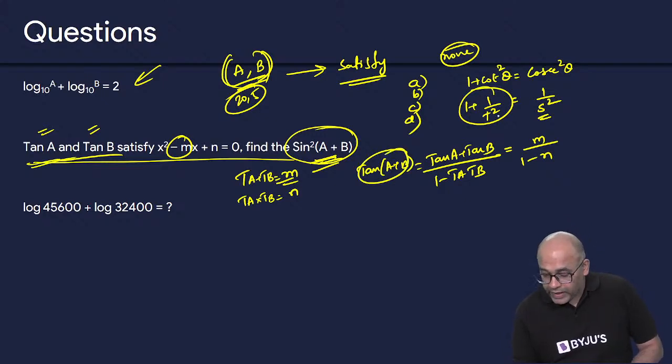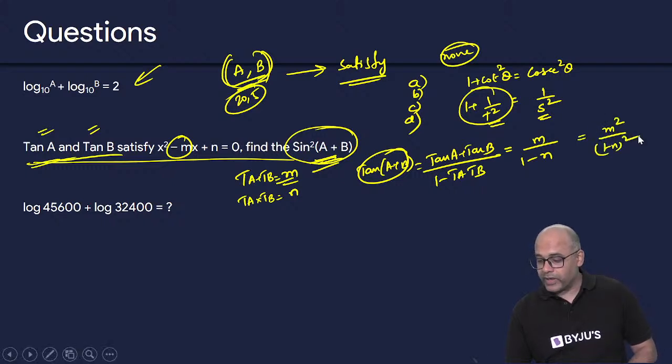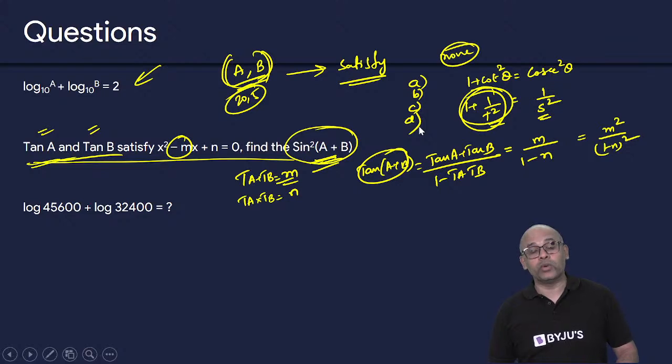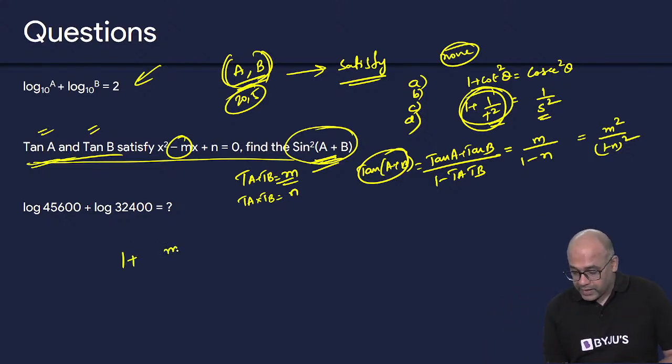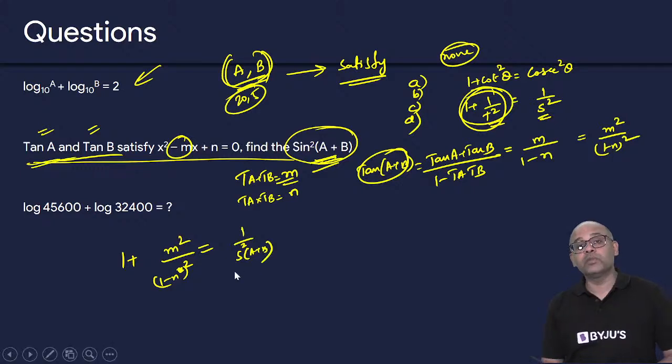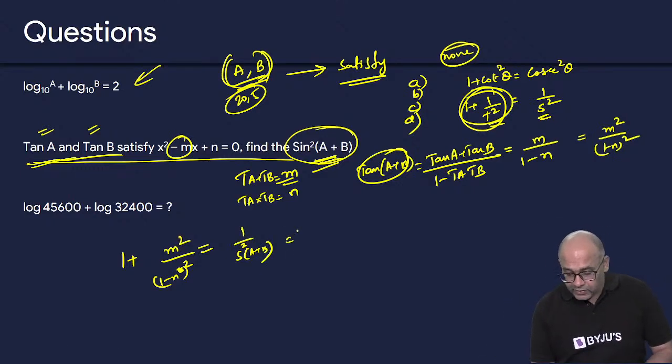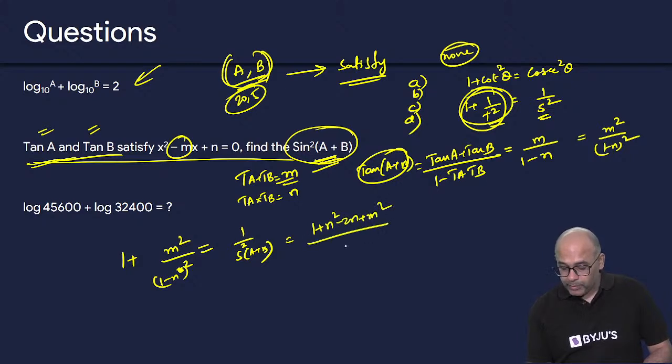So this is what we have in the denominator here. So the square of this becomes m square by 1 minus n the whole square. And then you're supposed to add 1 to it. So 1 plus m square by 1 minus n the whole square is equal to 1 by sine square of A plus B. This is what you want. So just simplify this. So this becomes 1 plus n square minus 2n plus m square by 1 minus n the whole square is equal to 1 by sine square of A plus B.